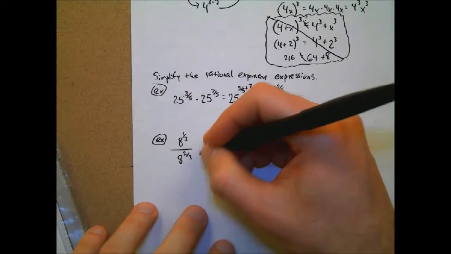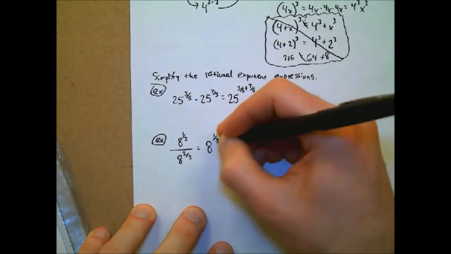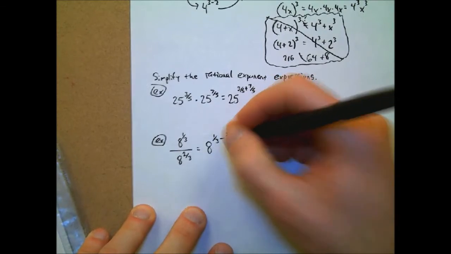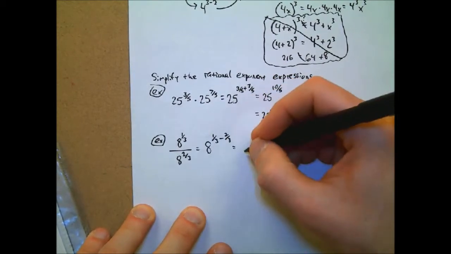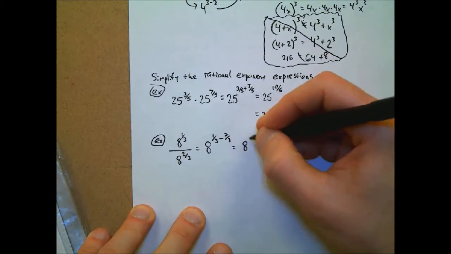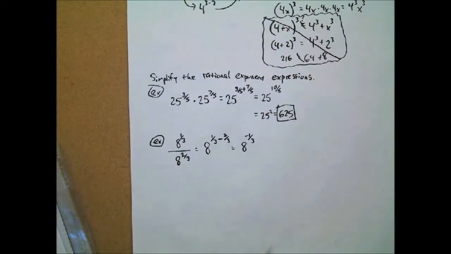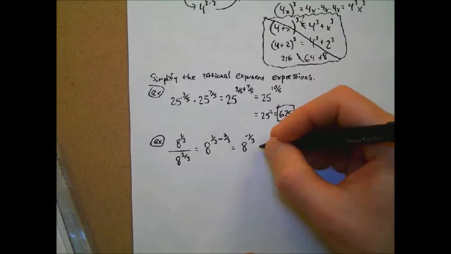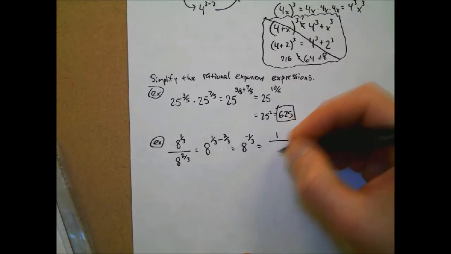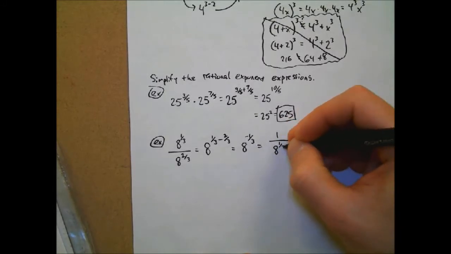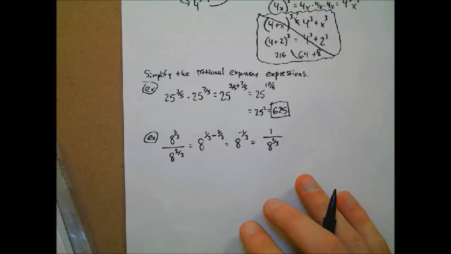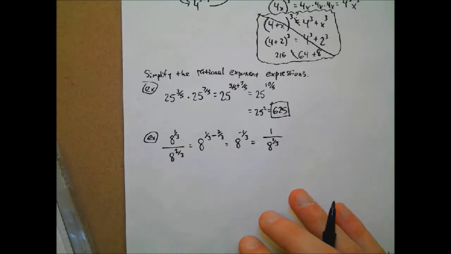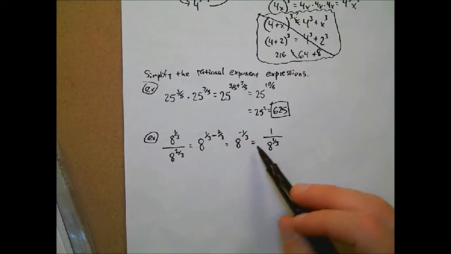So this is 8 to the 1/3 minus 2/3 power, which 1/3 take away 2/3 is going to be negative 1/3. Okay? Now, when you have a number to a negative exponent, that is the same as 1 over that number to a positive exponent. Okay, that's another little property right here. So we have 8 to a negative exponent. That's the same as 1 over 8 to the 1/3.